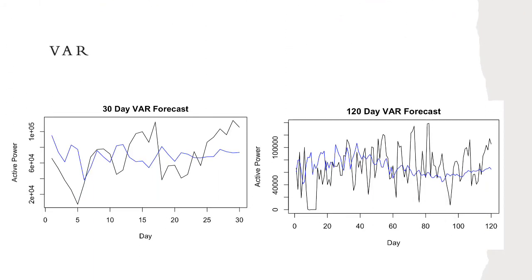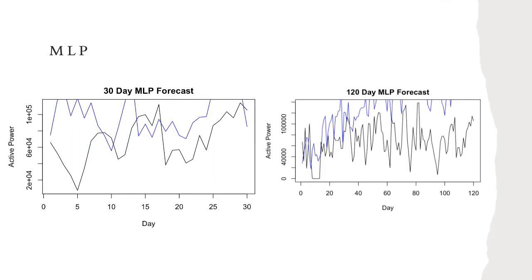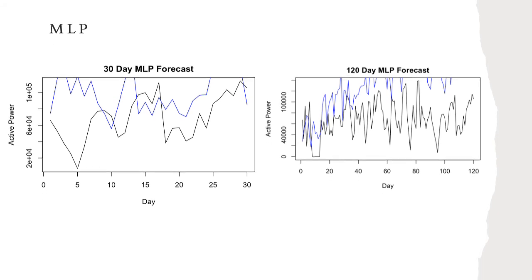Next, we looked at our multivariate forecasts. The first was a VAR model. This model really loved to stick to the mean. It wasn't all that great in either the 30 or the 120-day forecast. And finally, we have our MLP model. This is a neural net based model, and it was kind of all over the place. Not great in the 30-day or the 120-day forecast.